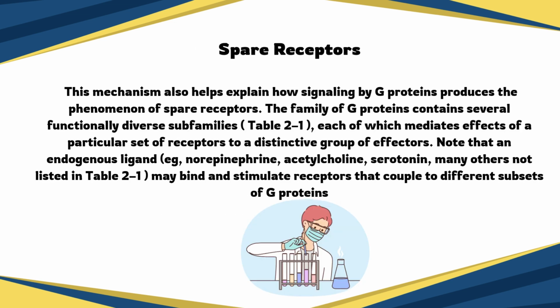So, spare receptors. This mechanism also explains how signaling by G proteins produces the phenomenon of spare receptors. The family of G proteins contains several functionally diverse subfamilies, each of which mediates effects of a particular set of receptors to a distinctive group of effectors. Note that an endogenous ligand, for example norepinephrine, acetylcholine, and serotonin, may, among others not listed in the table, bind and stimulate receptors that couple to a different subset of G proteins.